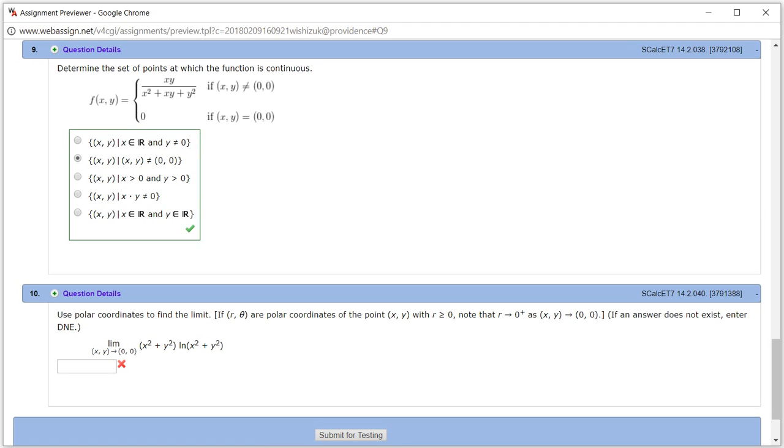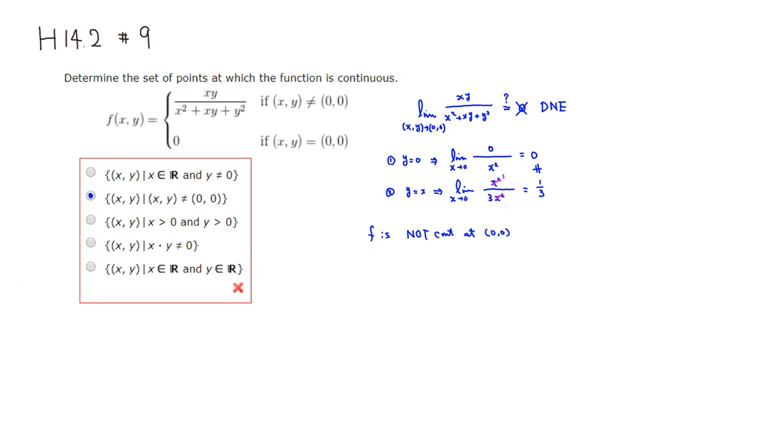I came back and it looks like we got this one correct. That's it. I hope that this was clear.